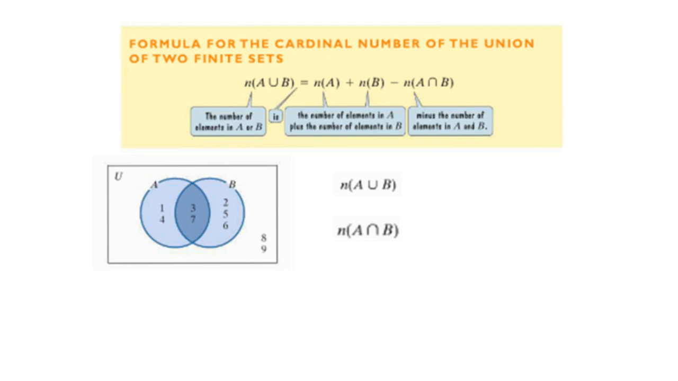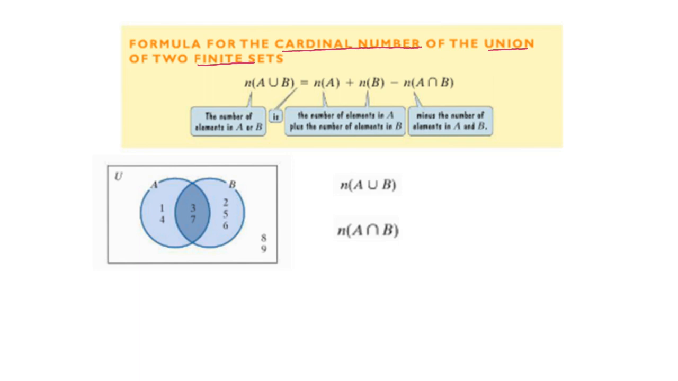This last slide is introducing you to the formula for the cardinal number of the union of two finite sets. That sounds kind of wordy, but you actually do know what this means. The cardinal number is the number of elements contained in a set. We talked about union is to unite two sets, all the elements. Finite means that it's countable. We can count how many elements are in the set.